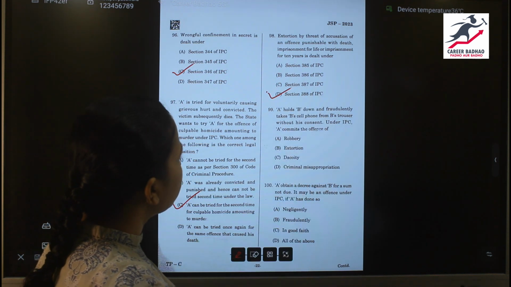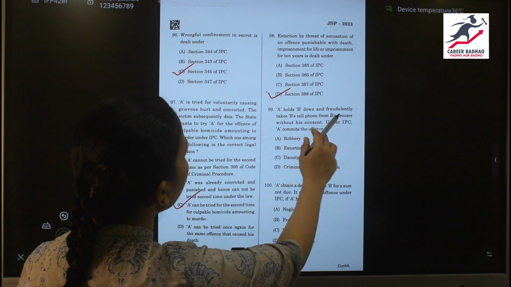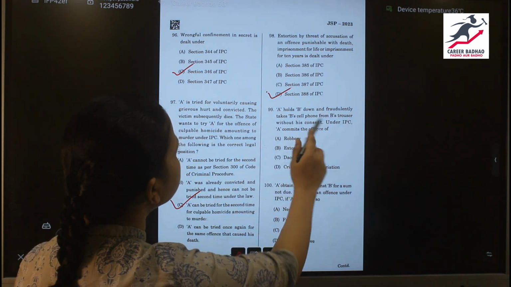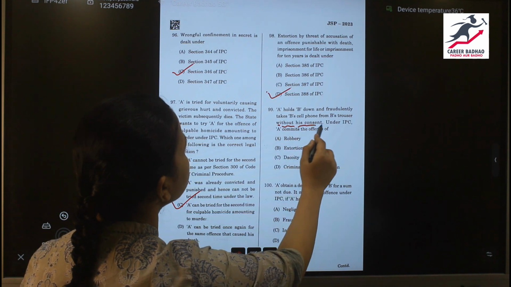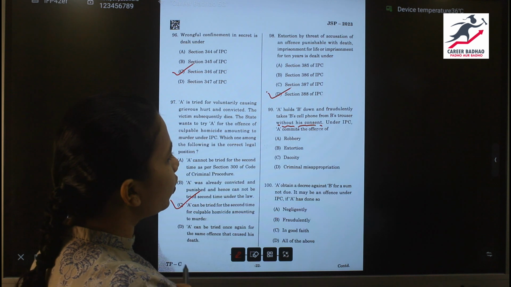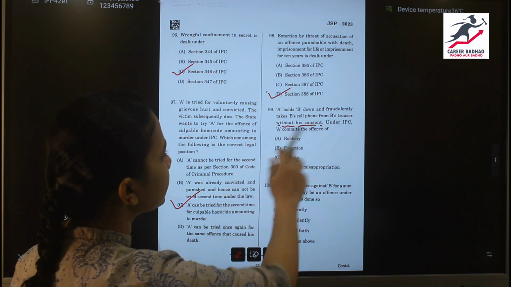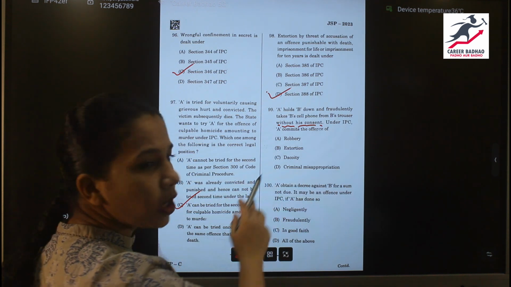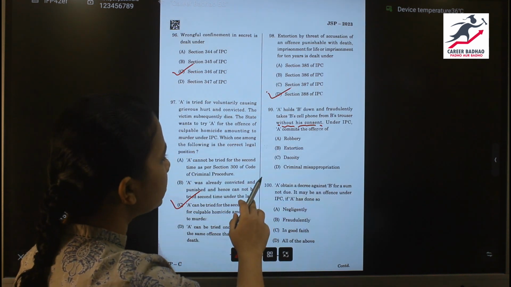Let's see question number 99. A holds B down and fraudulently takes B's cell phone from B's trouser without his consent. Here there is no consent of B. Under IPC, A commits the offence of option A robbery, option B extortion, option C dacoity.